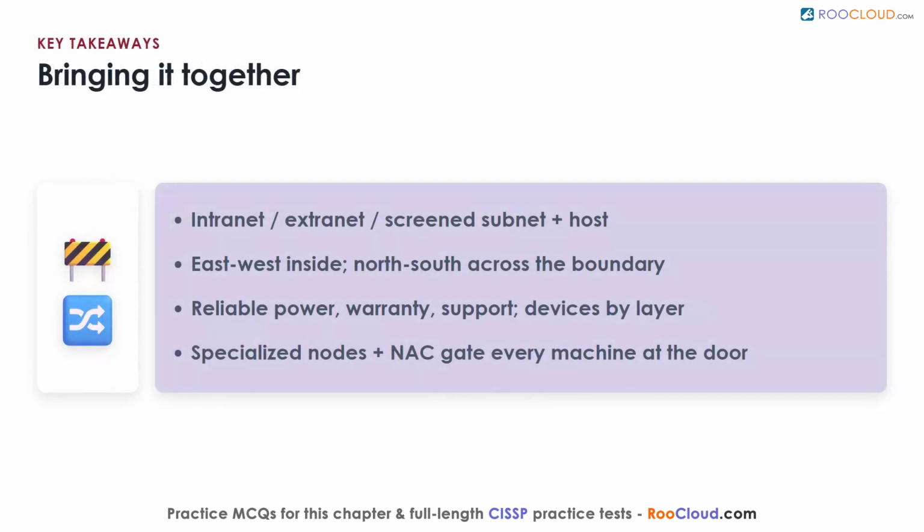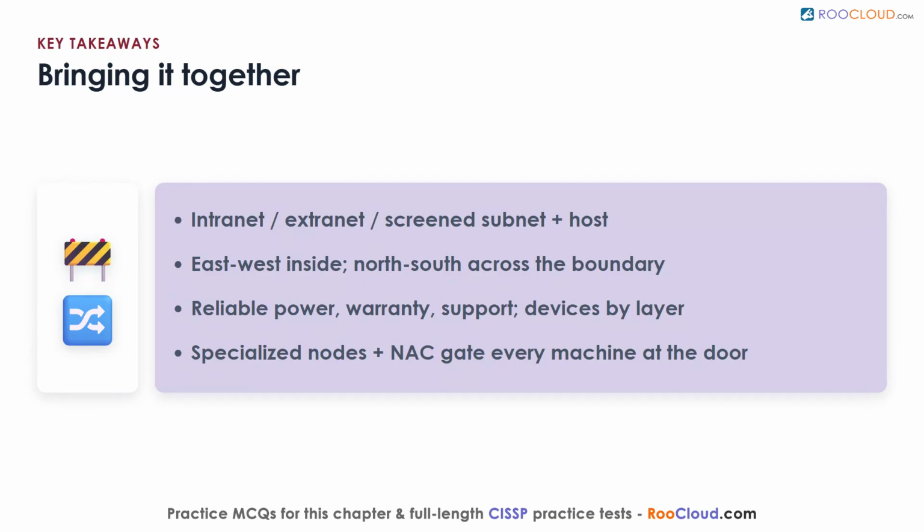Intranets serve your own people. Extranets open a controlled slice to trusted outsiders. And a screened subnet buffers the public from the private, while a screened host does the same job as a single choke point. Traffic flows east-west, inside, and north-south across the boundary.